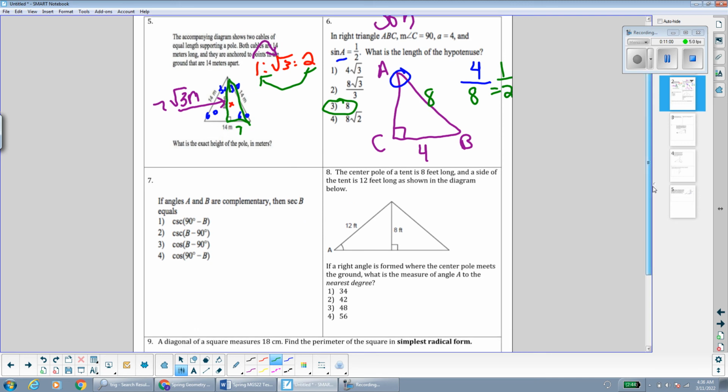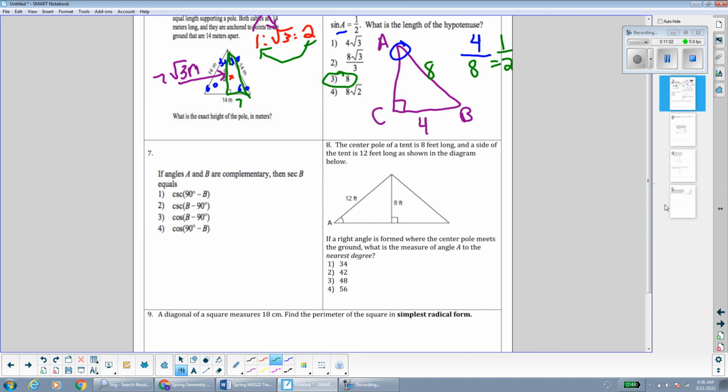If angles A and B are complementary, then secant of B equals 2. Well, remember that secant and cosecant are cofunctions. So that means they are equal when their angles add to 90 degrees. So the correct answer choice would be number 1, because what number 1 is saying is that we can find the angle of secant if we take the angle of cosecant and we do 90 minus that angle.